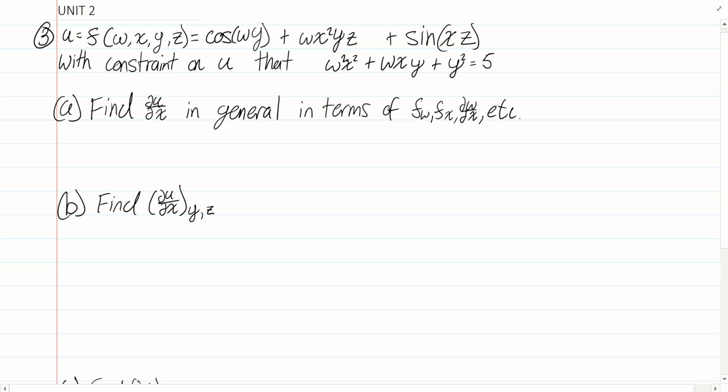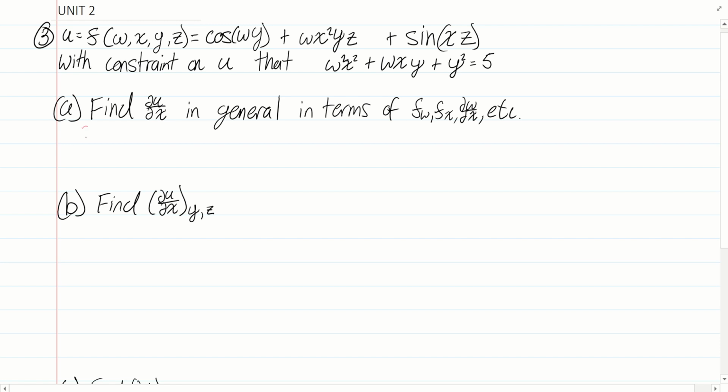Hello, this is a review of Unit 2 for your final exam for ENGR 201. For this one, remember it's partial derivatives, and here we're trying to use the chain rule in order to calculate certain components from this equation. So it says find the partial of u with respect to x in general terms. So this means the overall chain equation or chain rule.